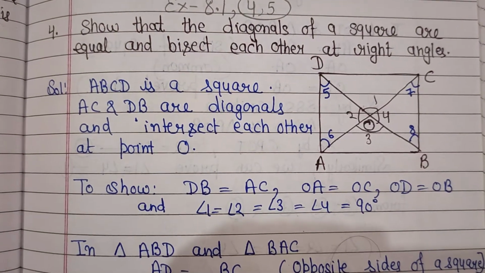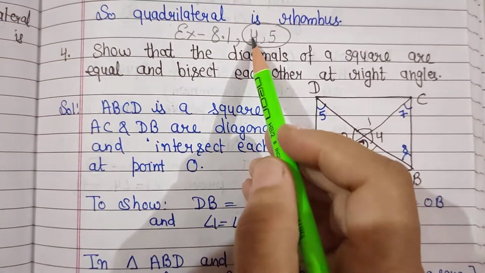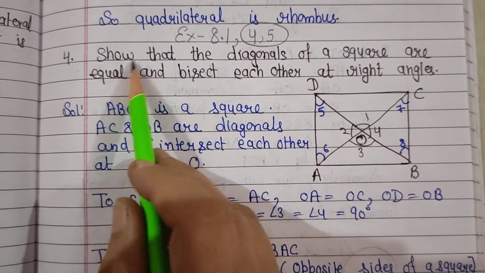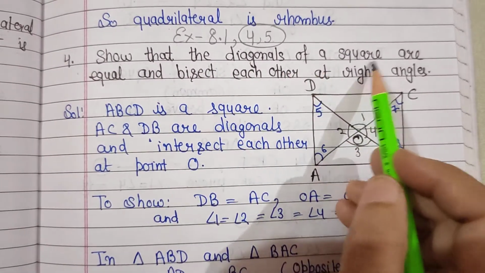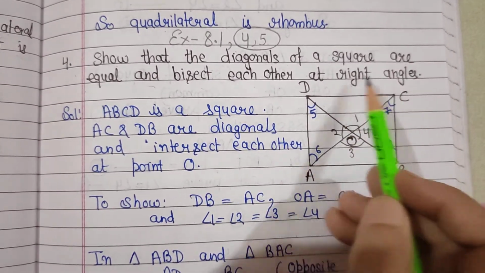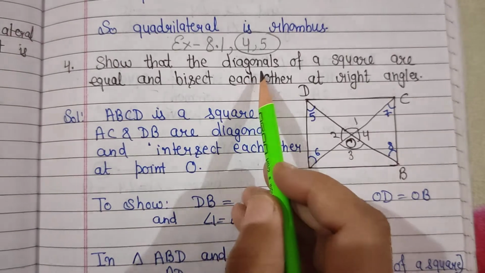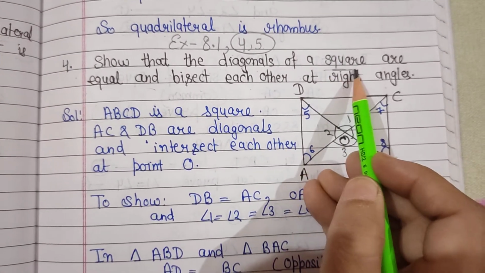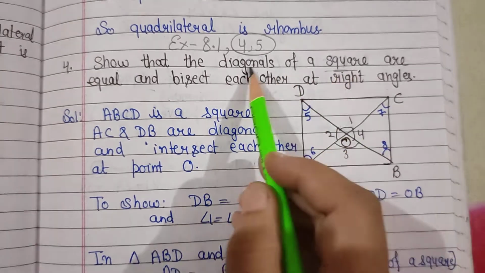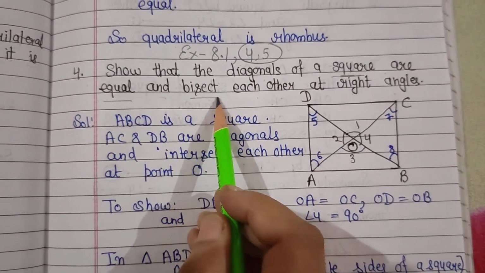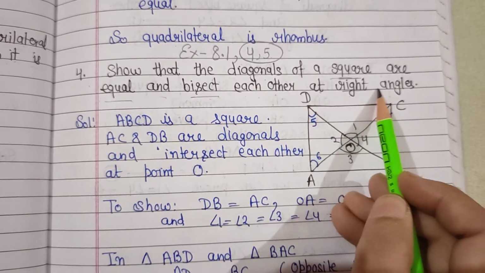Good morning, class 9. Today we will do question number 4 and 5 of exercise 8.1. Question number 4. Show that the diagonals of a square are equal and bisect each other at right angles. Now, we have to show that the diagonals of a square, it means we are given a square and we have to show that the diagonals of the square are equal and bisect each other at right angles.